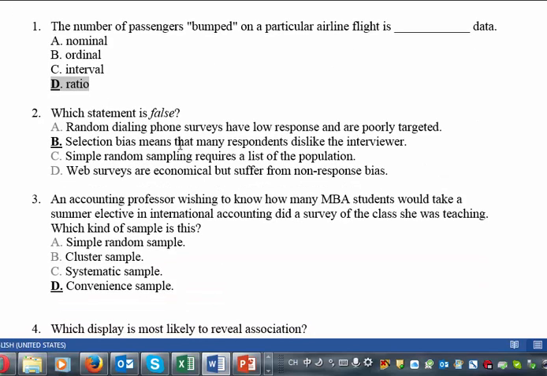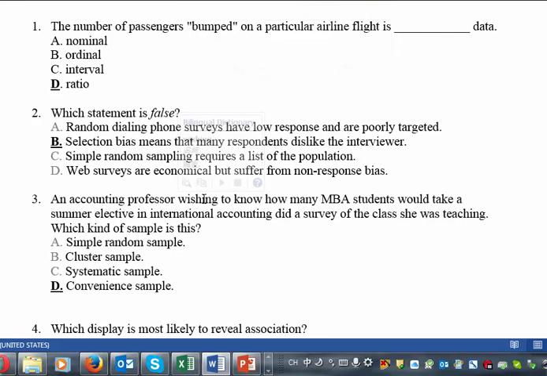Second question, which statement is false? The answer is B. But let's say A, random dialing phone services have low response and are poorly targeted. We know that because you just call the numbers on the telephone book or yellow page or white page, and it's poorly targeted, not targeting any specific group. You're randomly calling. And also the response rate is low because nobody wants to answer that. So this is a correct statement.